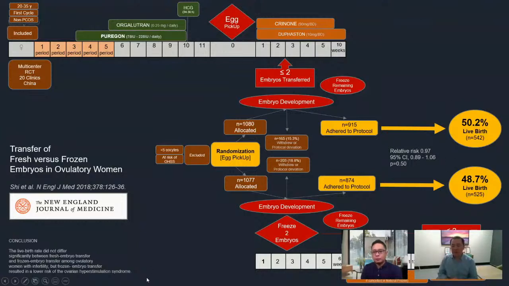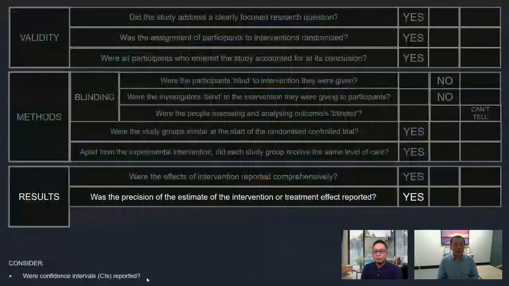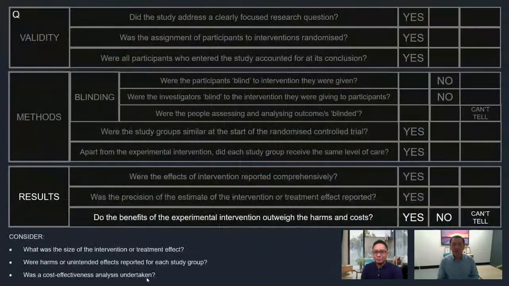And the conclusion of the study was that live birth rate did not differ significantly between fresh embryo transfer and frozen embryo transfer among ovulatory women. Yes, so the precision and confidence interval were reported. All right, thank you so much, Doc.